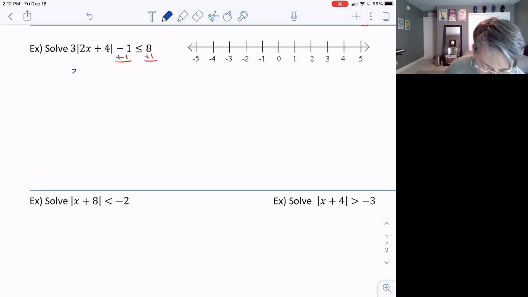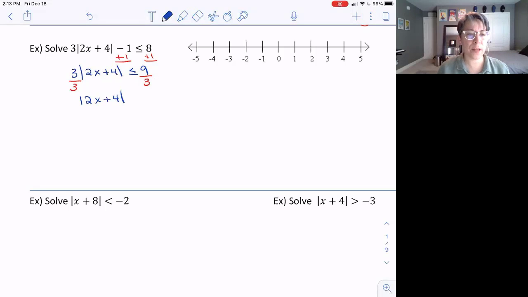And that will give us 3 times the absolute value of 2x plus 4 is less than or equal to 9. Then let's divide both sides by 3. And so we get the absolute value of 2x plus 4 is less than or equal to 3. Now we can do our 2 options.